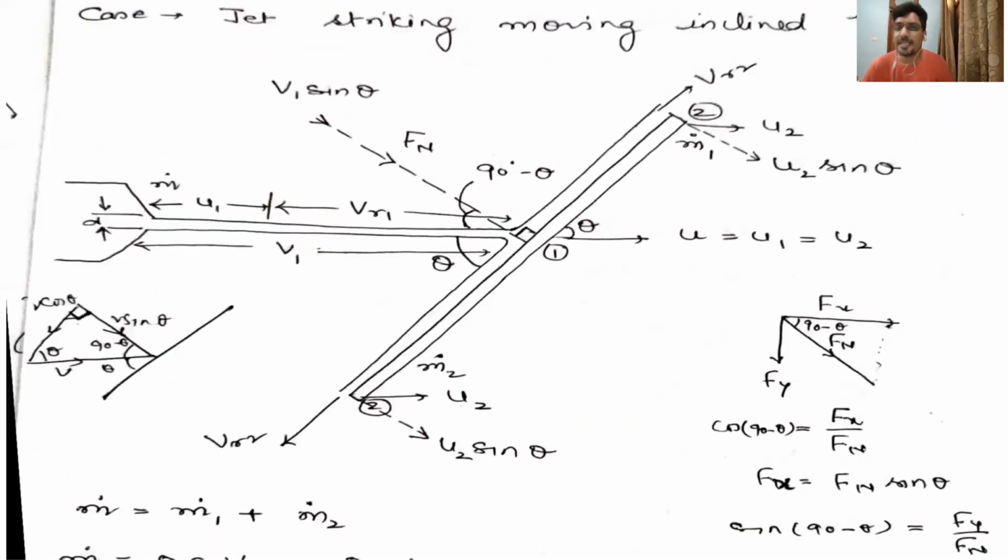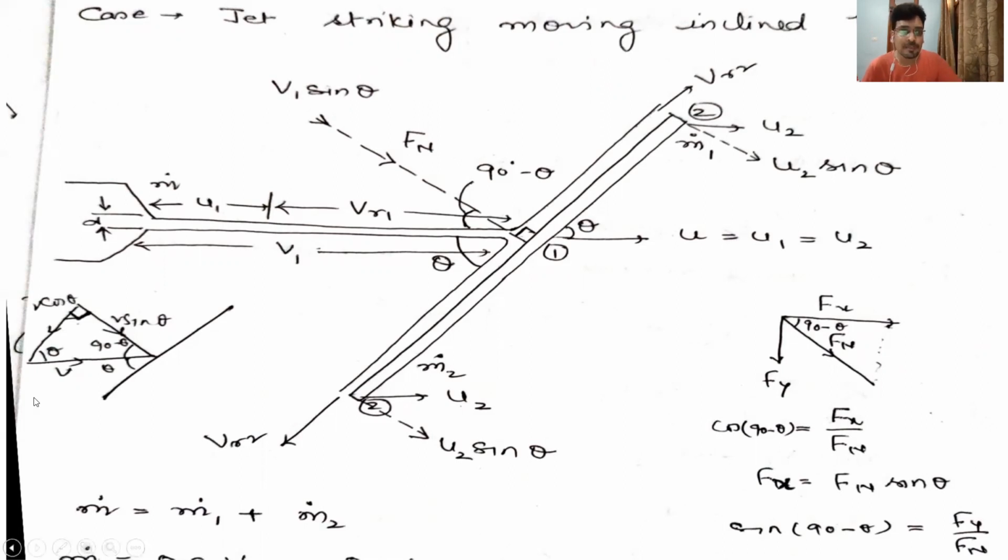So the next case is jet striking the moving inclined plate. In the previous lecture we discussed a plate inclined at a certain angle with respect to the jet, and that plate was fixed. Now the plate is moving, it has some inclination with respect to this jet, and this plate is moving with a certain velocity.